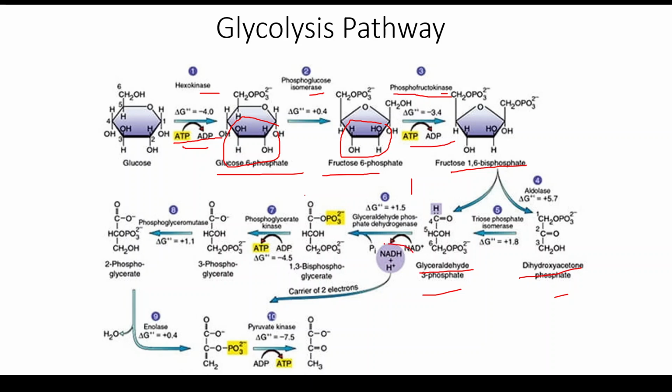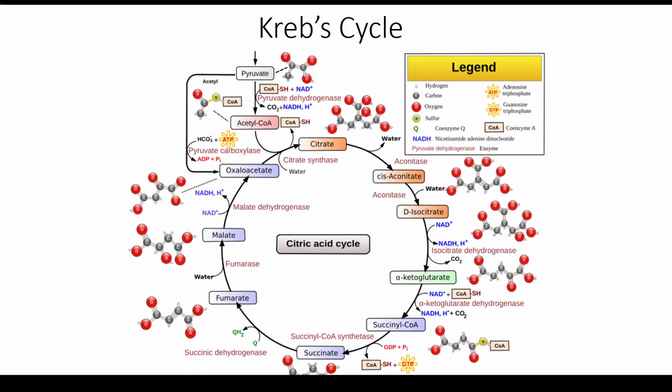Here we can see that energy is being produced. So further, all the other processes can be seen. And finally, we see that ATP, adenosine triphosphate, is being converted from adenosine diphosphate. So energy is generated and we get pyruvate at the end. So this is the glycolysis pathway.